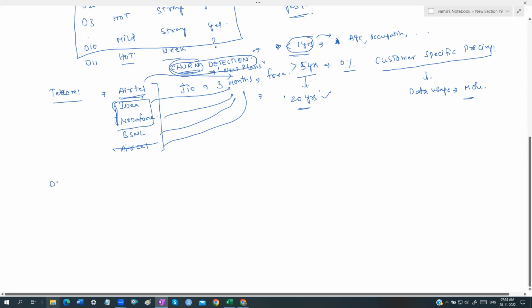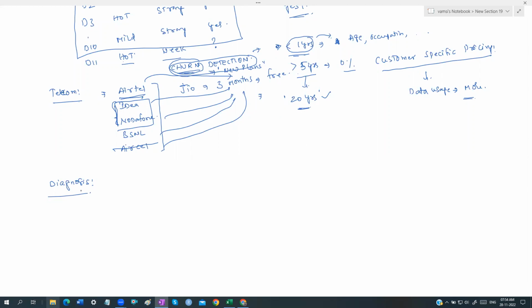Even something like medical diagnosis. See guys, data science is almost everywhere, in every domain. So don't think that a data scientist is going to work only in a software company. Anywhere he can work, because wherever there is data, wherever there is a database. So why are there so many opportunities for data science people? Because wherever there is data, there can be a data scientist or a data analyst.